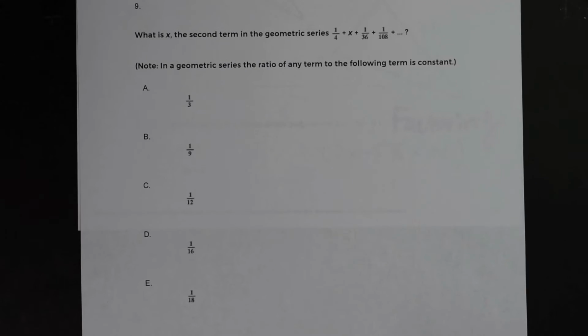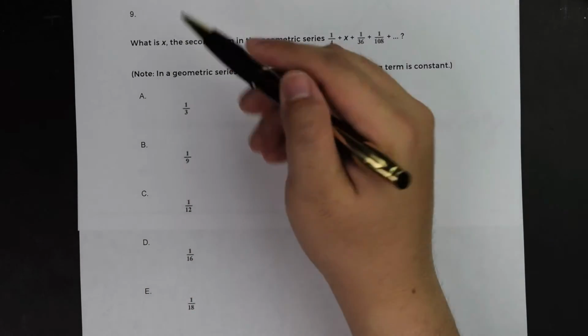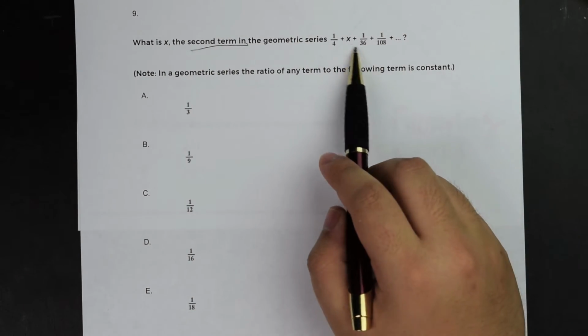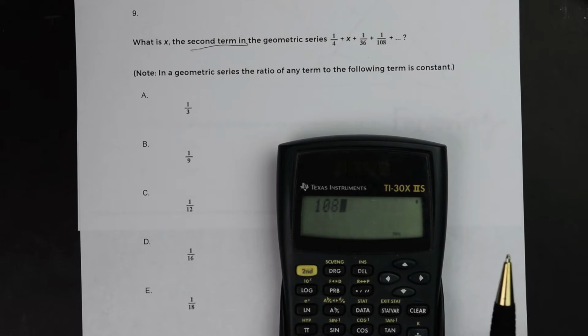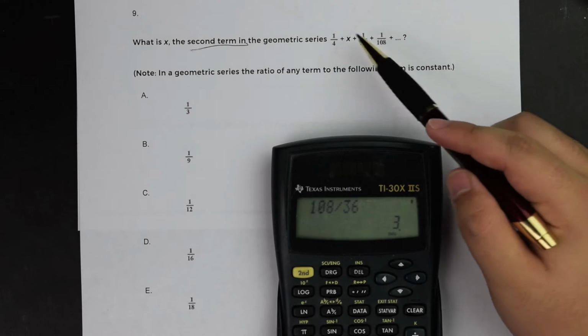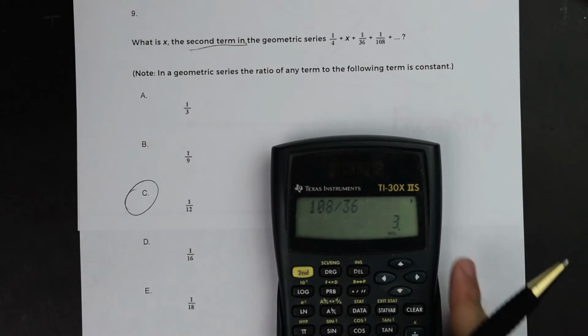So for number 9. Number 9 states this. Second term. Okay. So it's this. Okay. I'm going to use a calculator for this. There's a multiple of 3 behind it. So it's a multiple of 3. It'll be 12. Okay. So for number 9, my final answer is C.